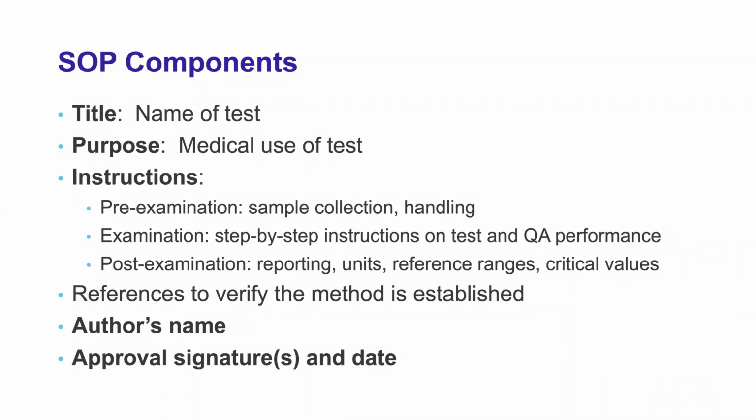An SOP should also include any references to verify that the method is established. So any of that background research you do to inform your SOP, you can include those references in the SOP. It must have the author's name and also the approval signature. So in our laboratory, the lab manager will approve and also the lab director. And it should have the date of when that was approved.